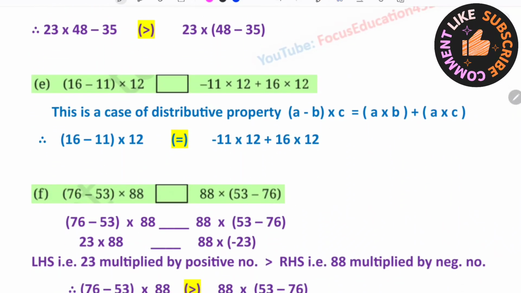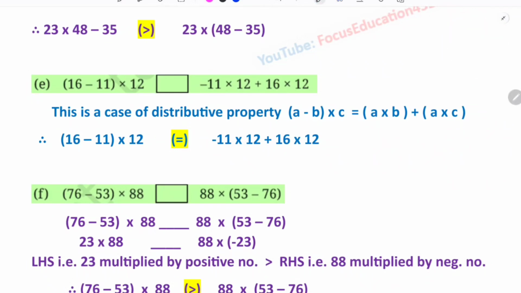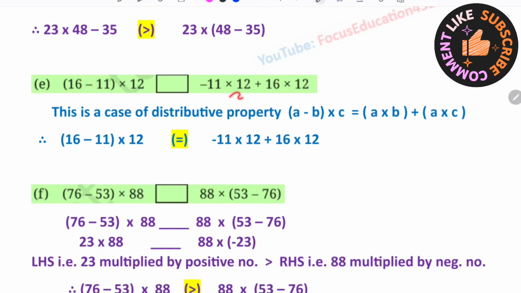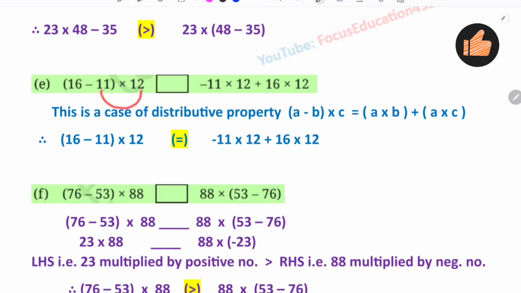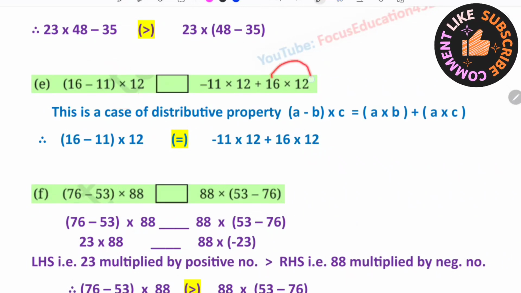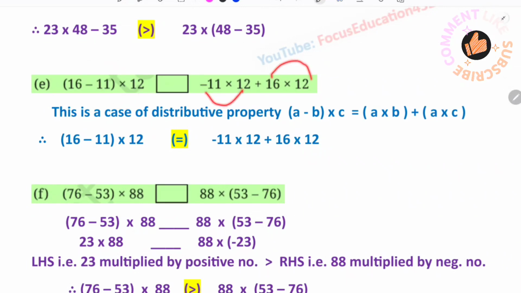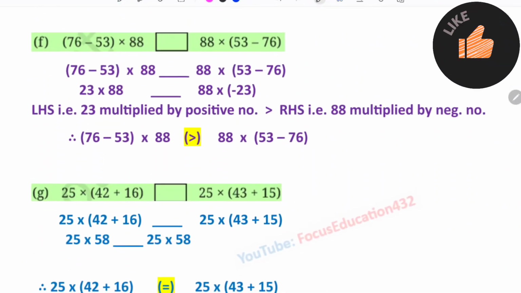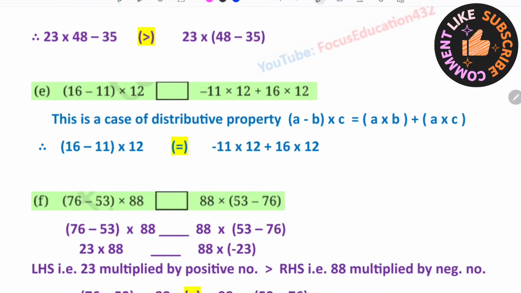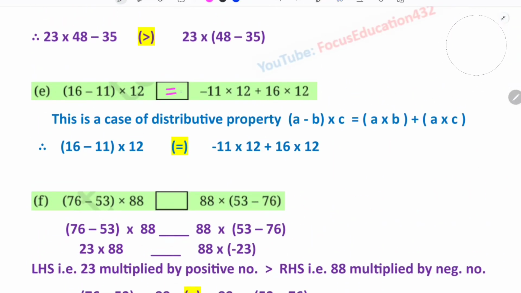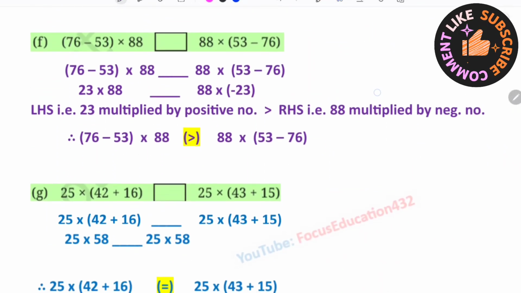16 minus 11. This is a case of distributive property. Here, you check here. 16 multiplied by 12 minus 11 multiplied by 12. So both are same. Distributive property. Both are same because it is a case of distributive property. Here you have to be a little bit careful.